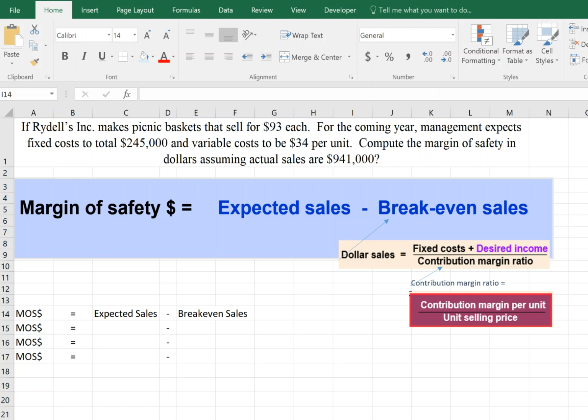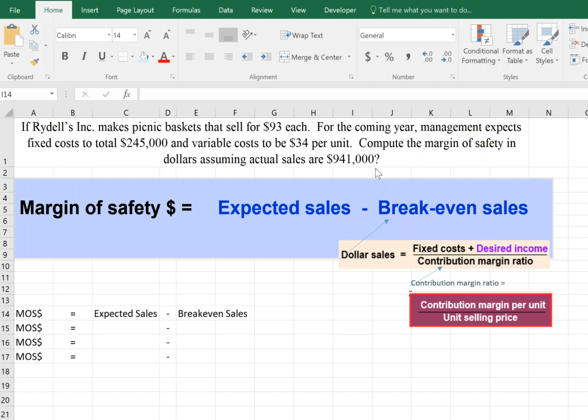Okay, so here we have a margin of safety question. It says if Rydell Inc. makes picnic baskets that sell for $93 each, for the coming year, management expects fixed costs to total $245,000 and variable cost to be $34 per unit. Compute the margin of safety in dollars, assuming actual sales are $941,000.